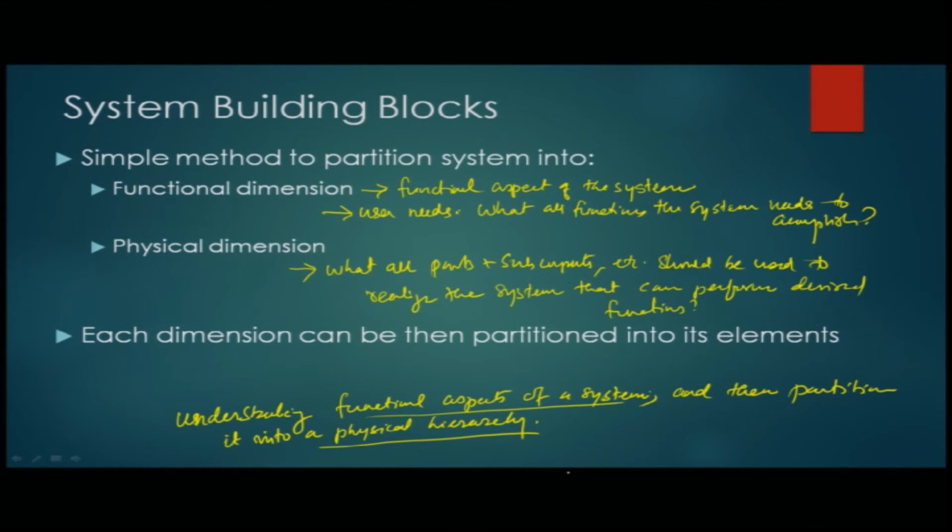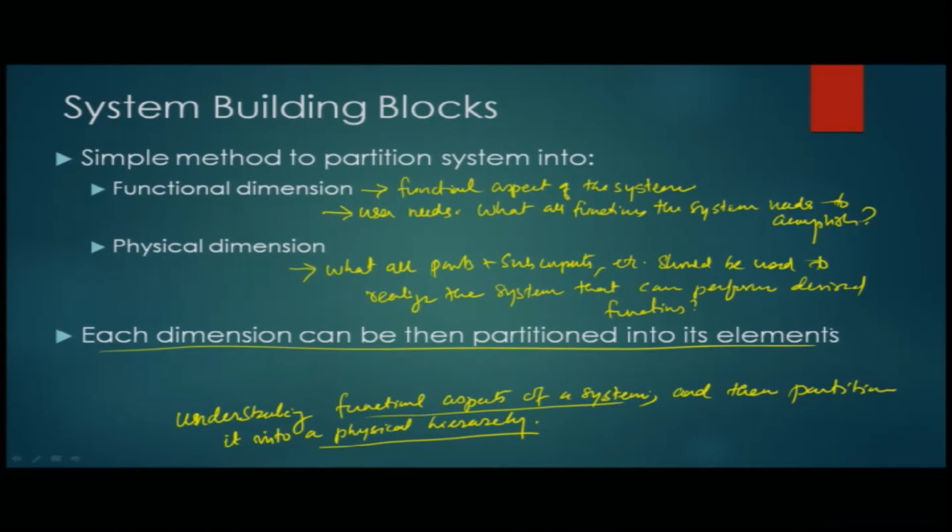And once you have the physical components, then all you need to do is worry to integrate them in such a way that the functional dimension is met. So, each dimension can be partitioned into its elements. So, the functional dimension can be partitioned recursively and iteratively into its elements. So, how do we do that? We will actually see this.